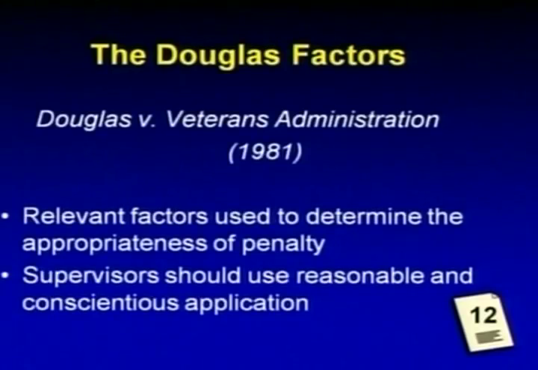The Douglas factors, the reason it's called that, there was a court case in 1981 by an employee named Douglas against the Veterans Administration. And the Merit Systems Protection Board has determined that these are a real good set of factors that need to be addressed in order to determine the appropriateness of the penalty that you've selected. Supervisors need to always look at these to make sure that the determination that they've made is reasonable and that they have a conscientious application of these factors as they go through trying to decide what type of discipline.